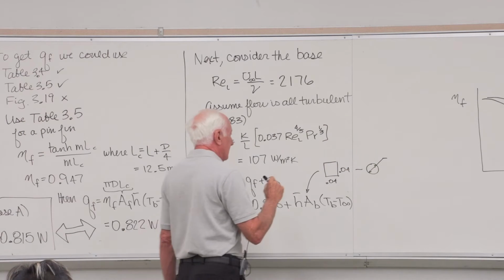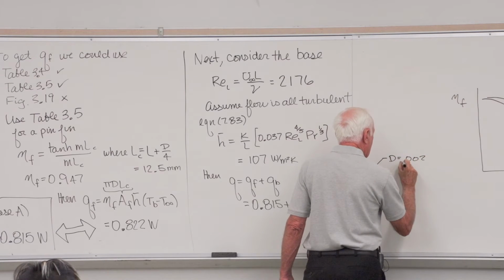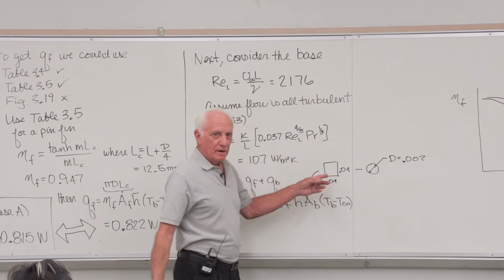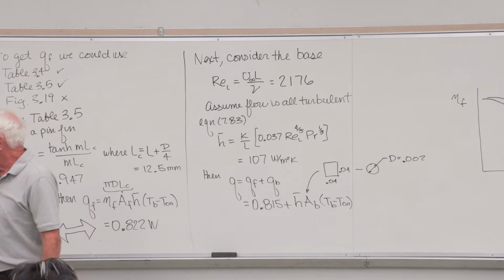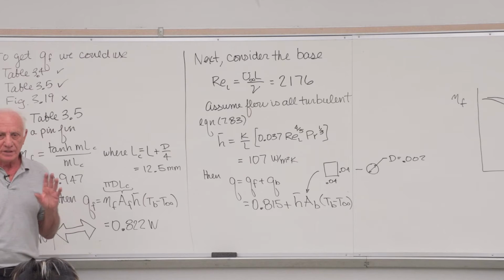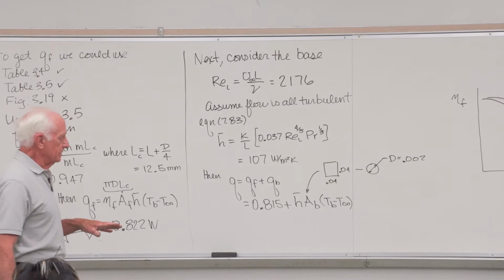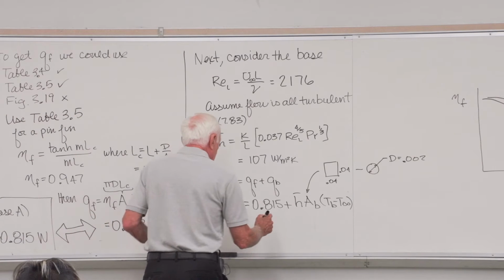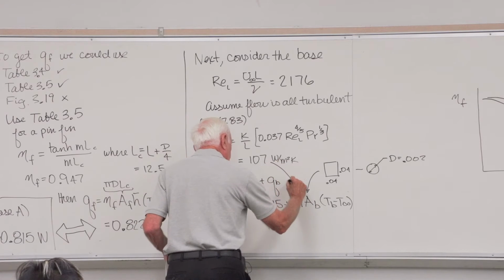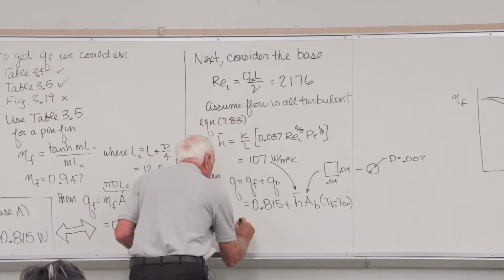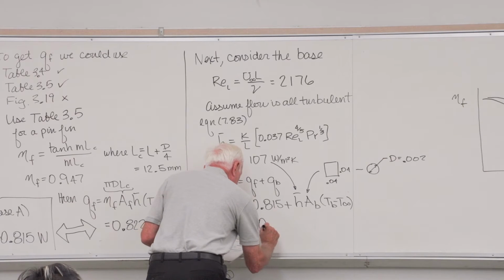Two millimeters. The square minus the fin cross-section area gives us the base area where it touches the air. The area is where the air touches the base. Put that in there. There's H bar. So Q turns out to be 0.883.